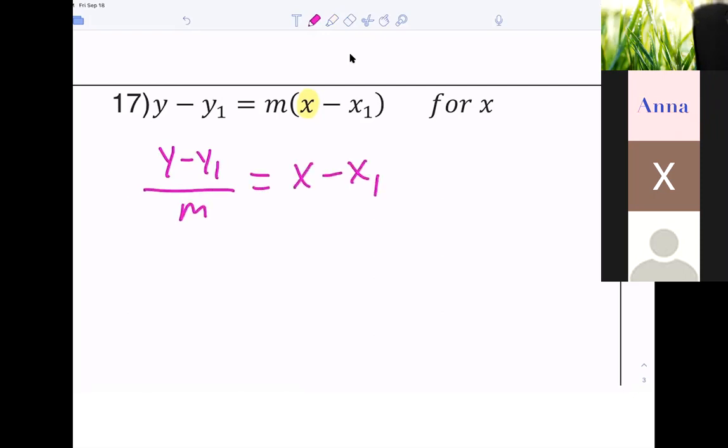You are brilliant. Okay? Now what am I going to do? Add x1. We add x1. So now x is equal to y minus y1 over m plus x1.